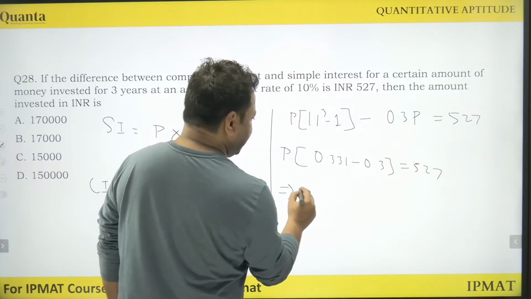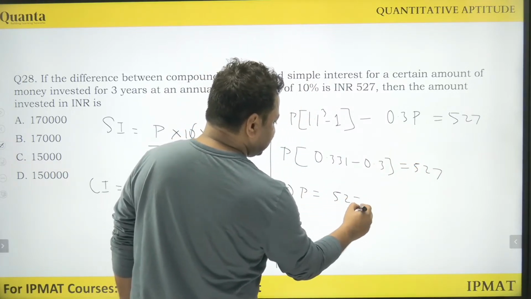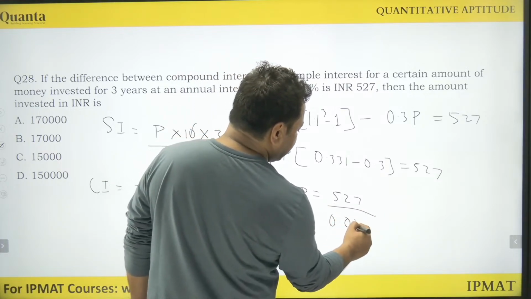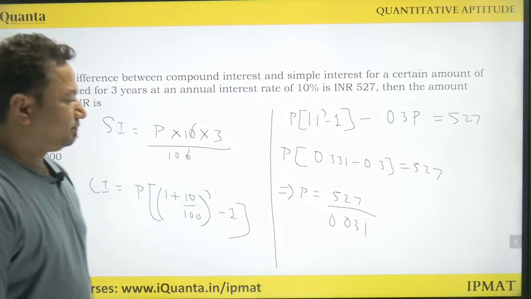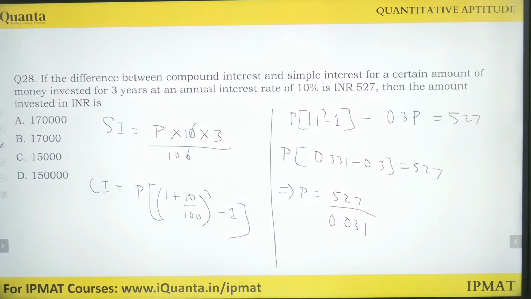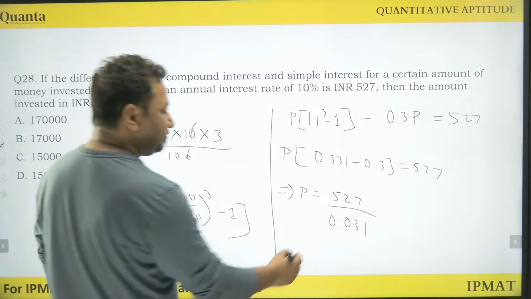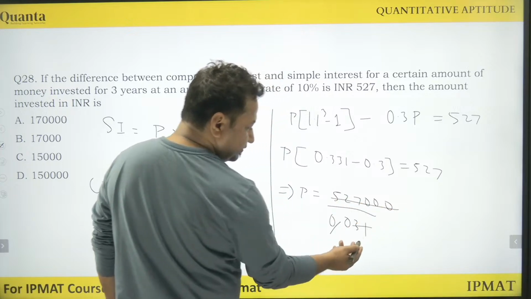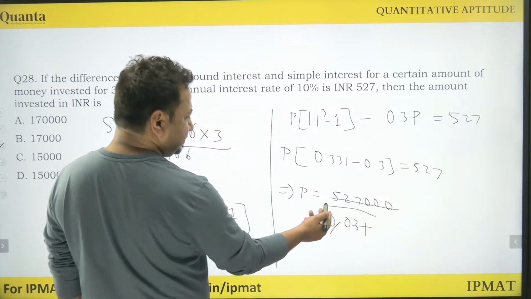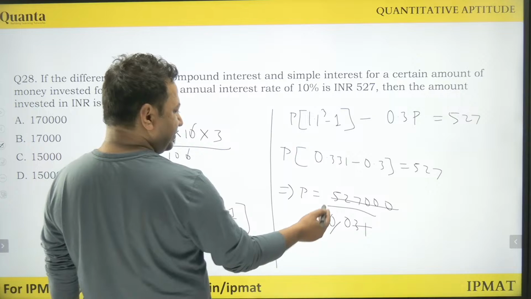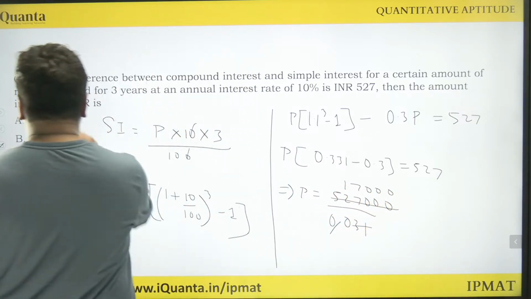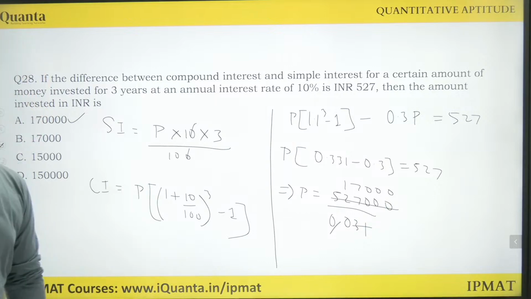Becomes easy now, so P is equal to how much? 527 upon 0.031. Alright. If I remove this point, I'll get 1, 2, 3 zeros. 31 into how much? 31 into 17 is 527. So 17,000 will be our answer, option A. Clear?